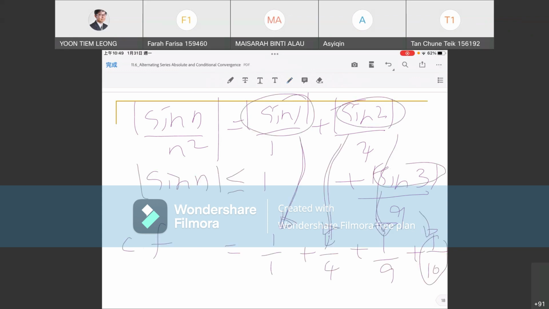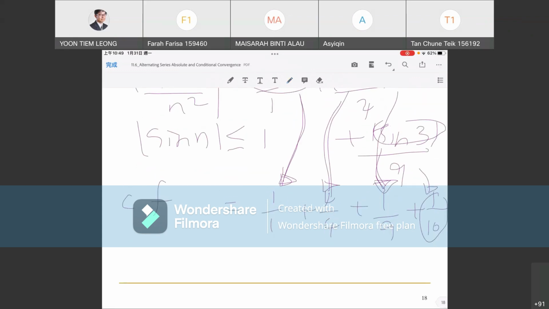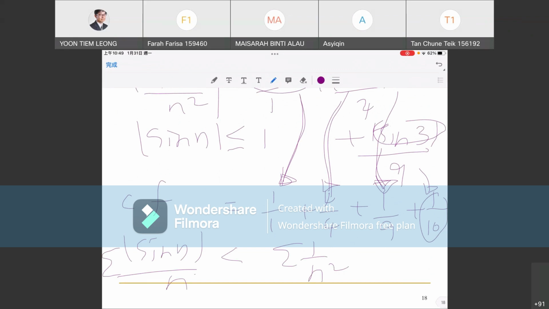Therefore, it is quite straightforward to convince yourself that sine n over n squared is term by term less than 1 over n squared. Right? So you have to convince yourself that this is indeed the case. This is a series which we have already proven to be convergent. So if this series converges and the absolute value of this is less than this one, then this also converges.